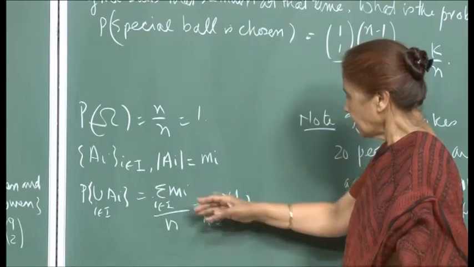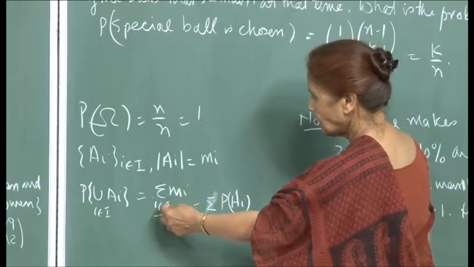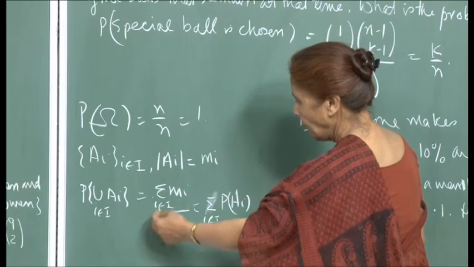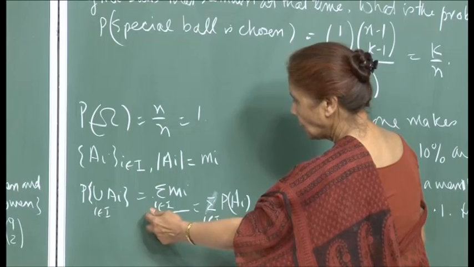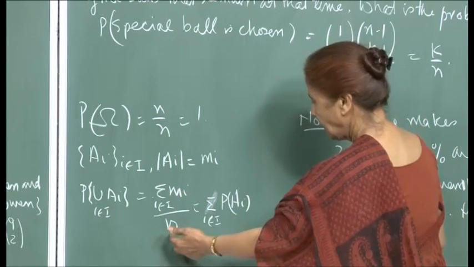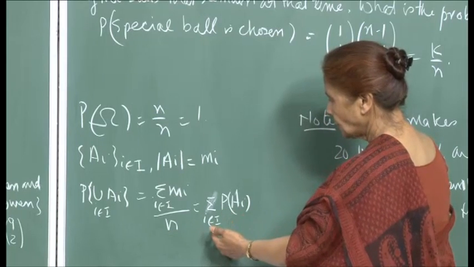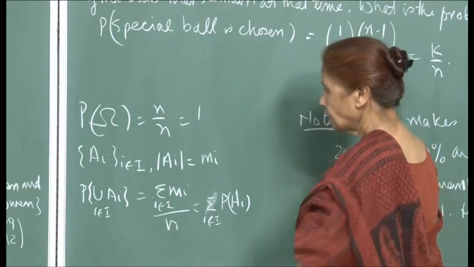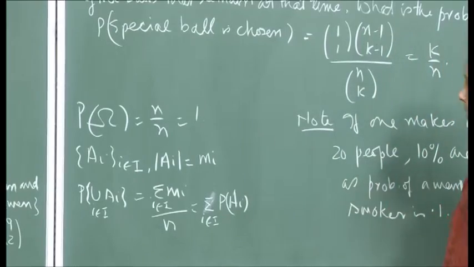Now I can write this sigma as individual terms, that is, the summation of m i by n, i varying over the index set. For a particular i, m i by n is the probability of A i, and so this is the sum of the probabilities. So axiom 3 is also satisfied here.